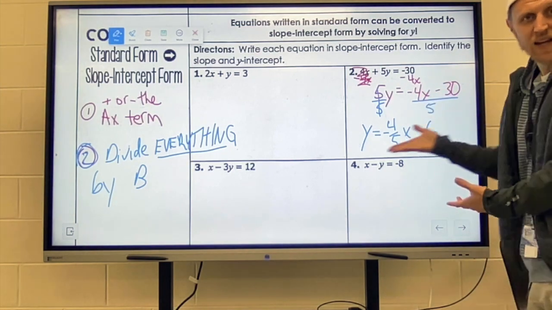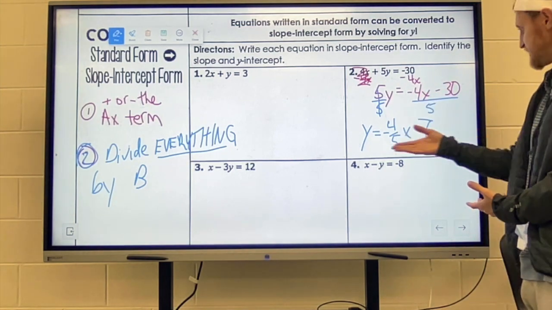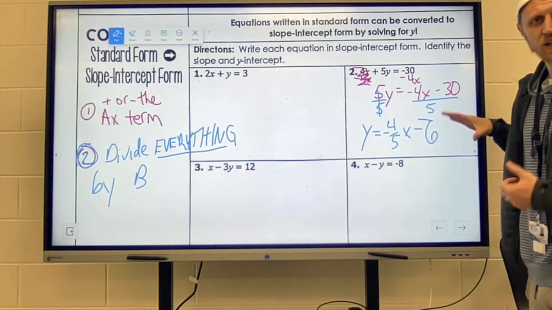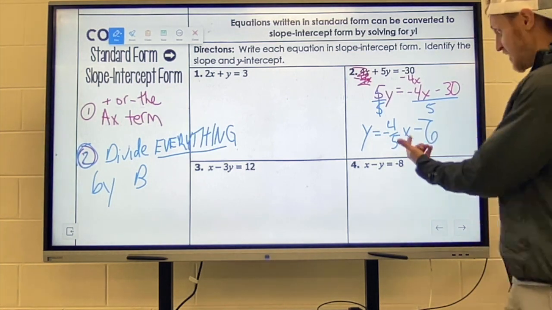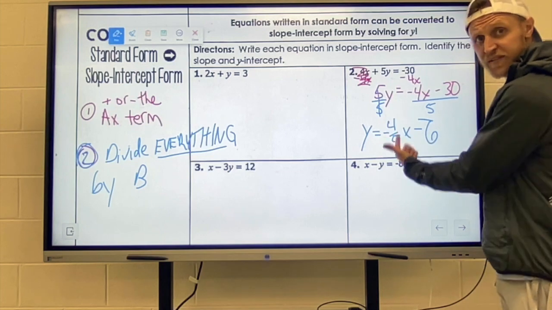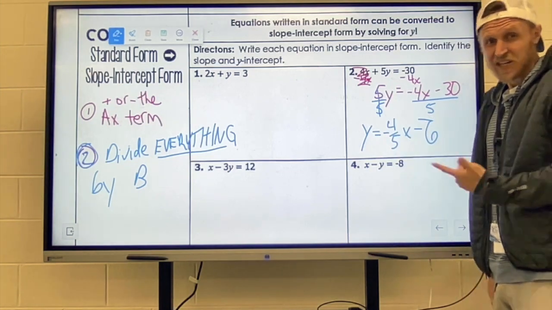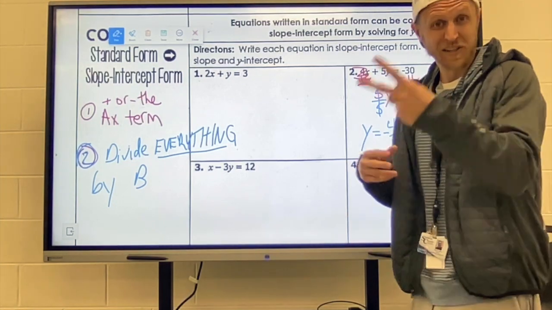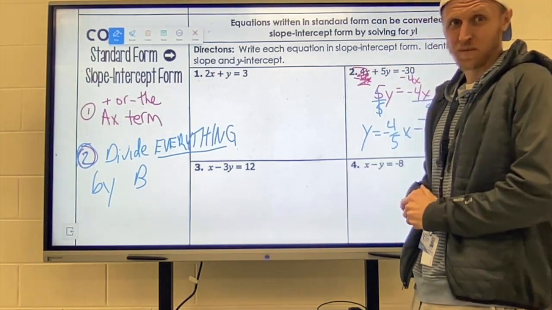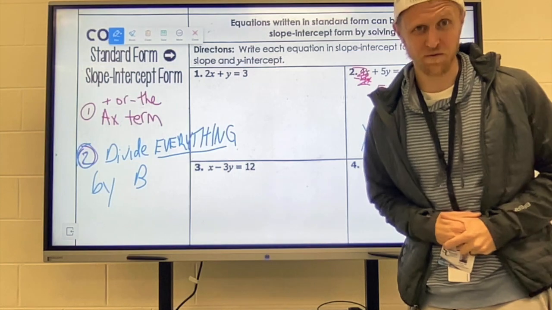What you'll see is that now that we've done that, we have y equals mx plus b. This is something that we can graph much more easily. Our slope is negative 4 over 5, and our y-intercept here would be negative 6. That would be our starting point. So, in 2 easy steps, we have gone from standard form to slope-intercept form.